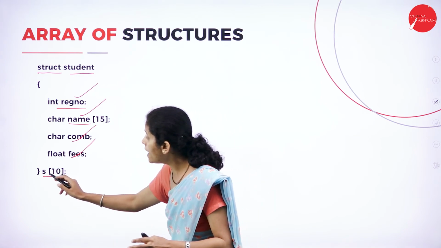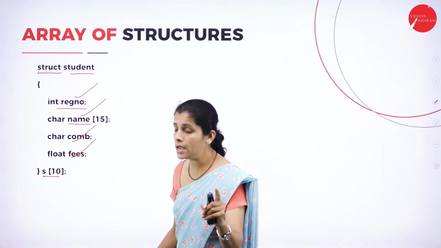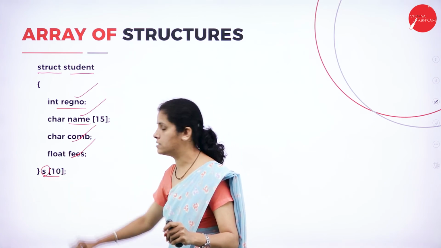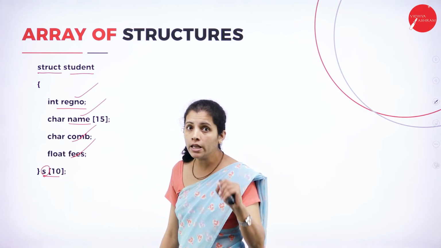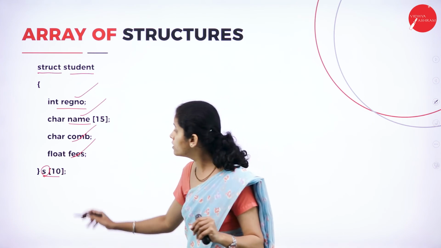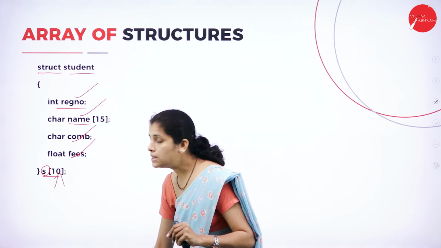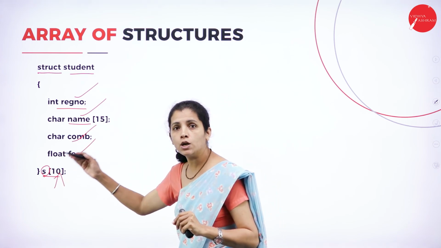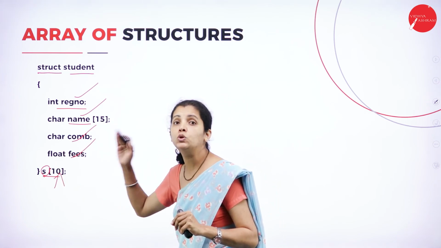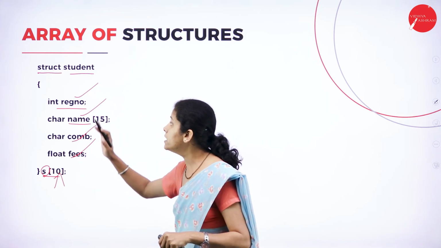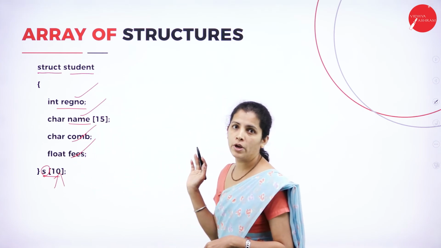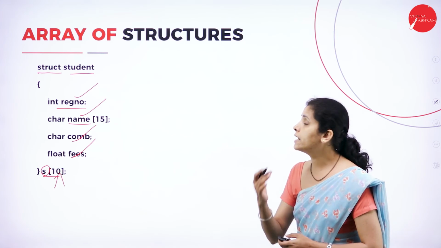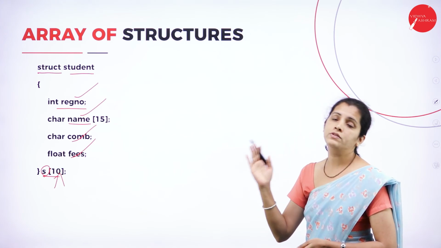When I have only a structure variable, then it is only S. But here I'm going to create array of structure. For that, I'm going to specify the size. That means this structure variable is capable of storing 10 different students' information. So this is the way I can create array of structure.